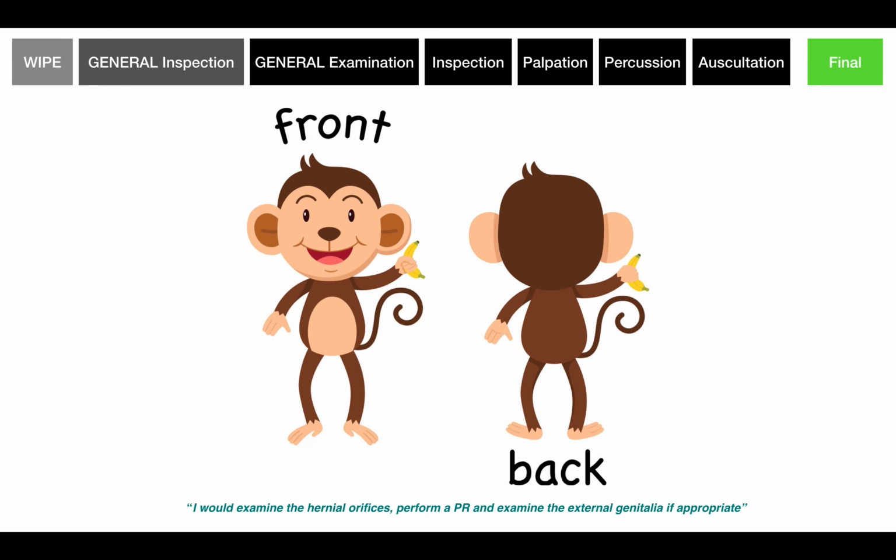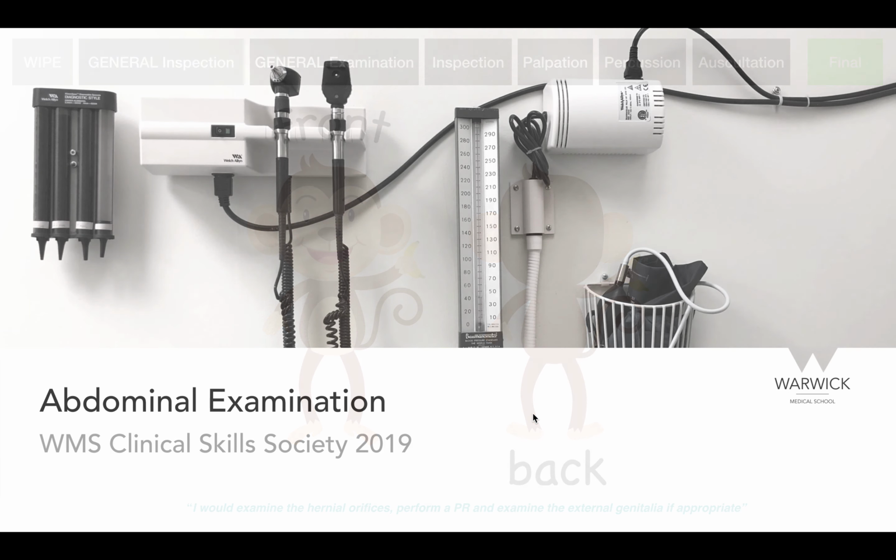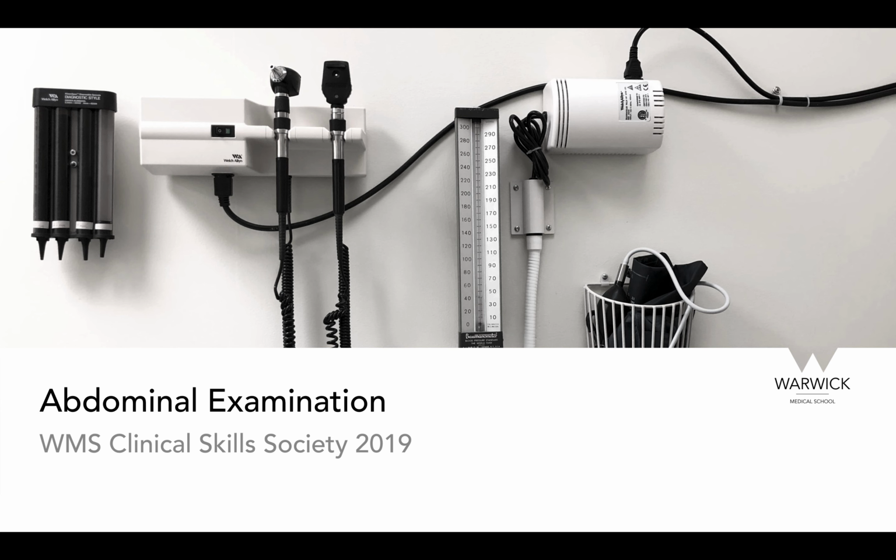So that is that. In terms of final checks, you're going to be checking the front and the back of the patient. So you're going to be doing an external genitalia exam, looking at the hernial orifices, and doing a DRE. And there we are. That's the abdo exam.